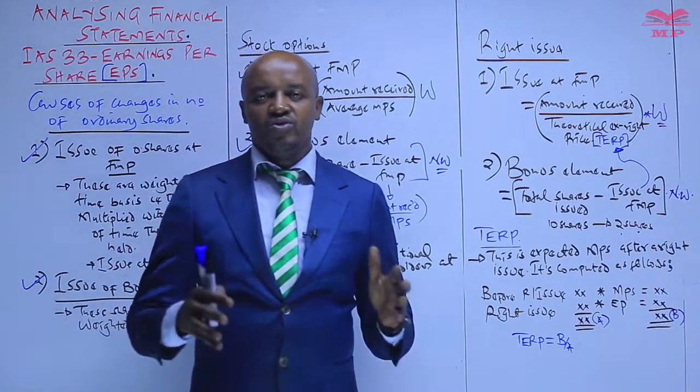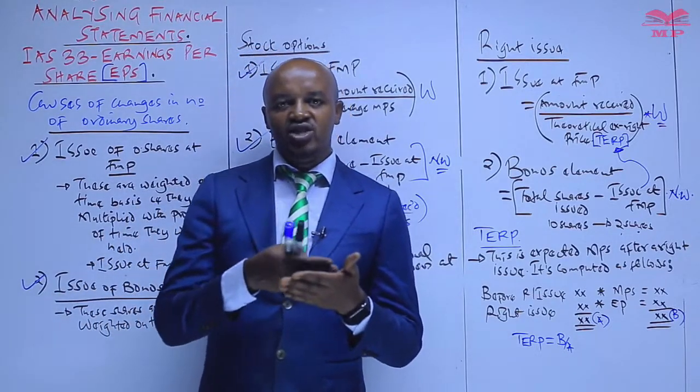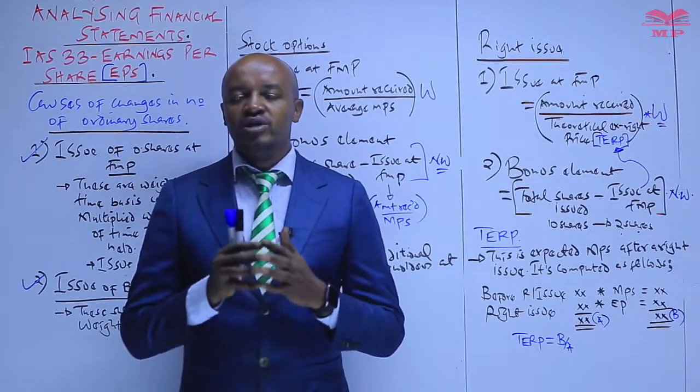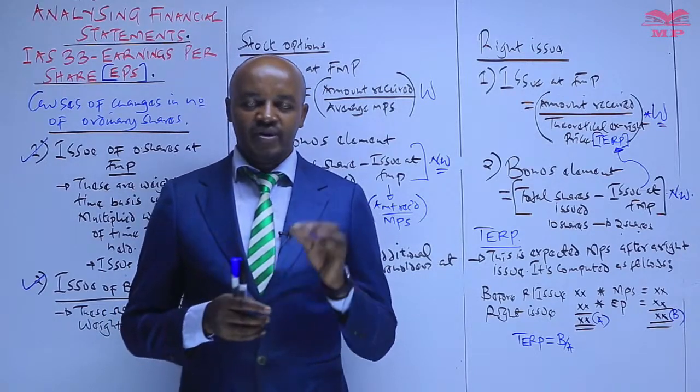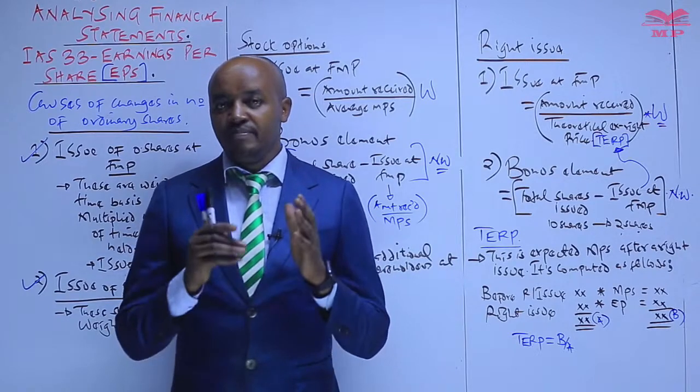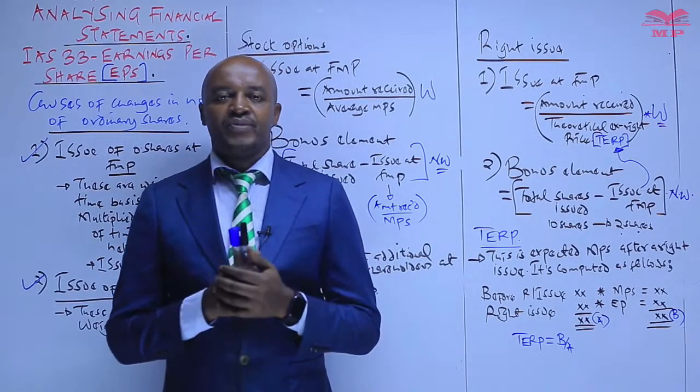Those are some of the reasons why the number of ordinary shares issued at the start of the year will change. So you have now to know how to deal with those different types of issues, specifically when computing the earnings per share, or the basic earnings per share.